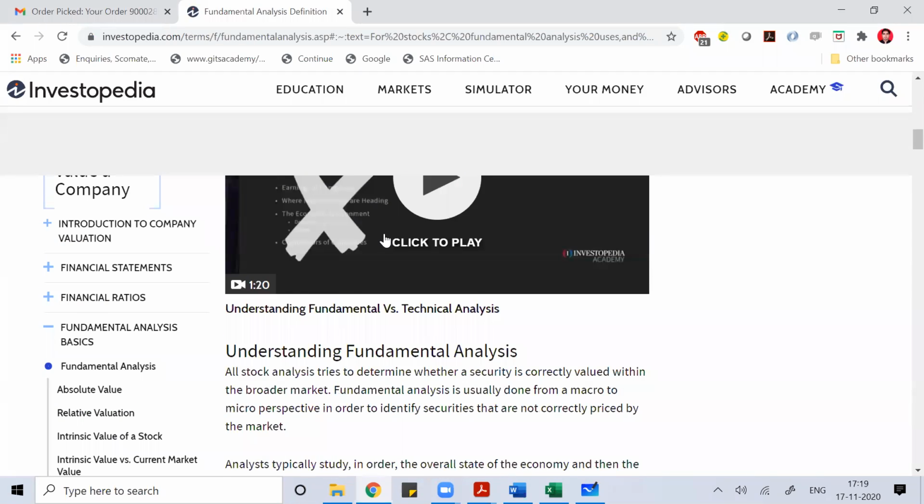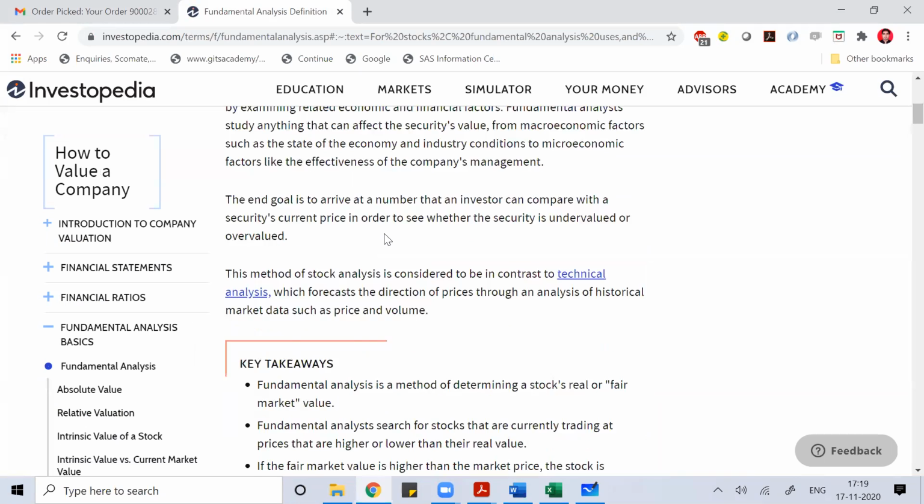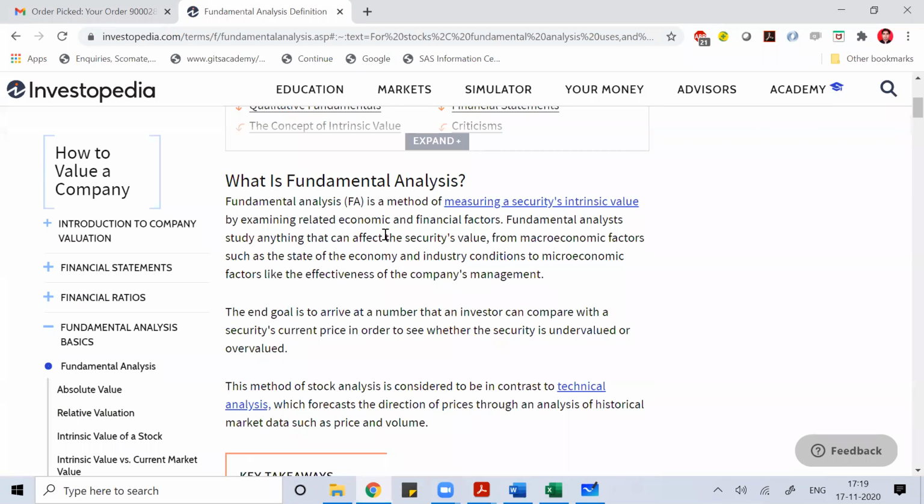The purpose of doing fundamental analysis is to figure out the worth of the company, how much we can find the worth of the stock. Fundamental analysis is all about finding the security's intrinsic value by examining the related concepts of economics and financial factors which ultimately affect the security value, by considering both microeconomic and macroeconomic factors. The ultimate objective is to figure out whether the stock is undervalued or overvalued.